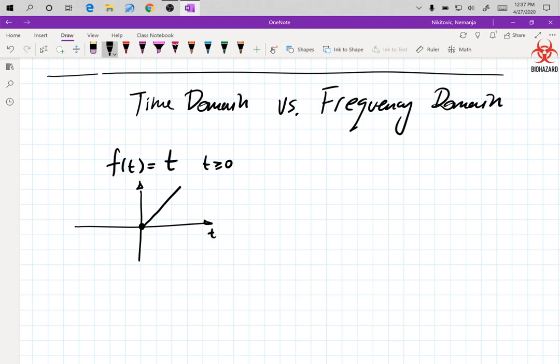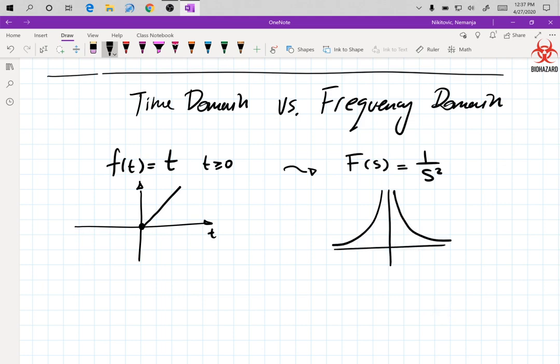And the frequency domain will be your conversion of this. So over here you will have f of s, which is 1 over s squared. That was our first problem. And the graph for 1 over s squared looks like this, but we don't need this one. We're keeping s larger than 0. So we only have this one, and this is your s domain.